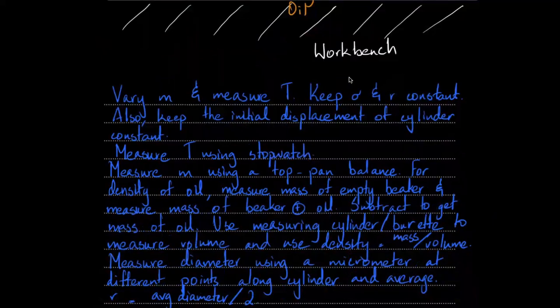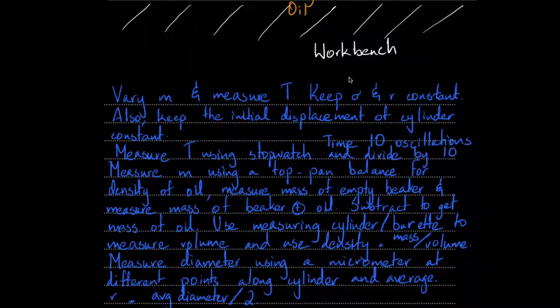And while measuring T, we could have said that we time multiple oscillations. So while timing, instead of multiple, it's better to talk about one concrete time. So let's say we time 10 oscillations and divide by 10, for the time of one oscillation.